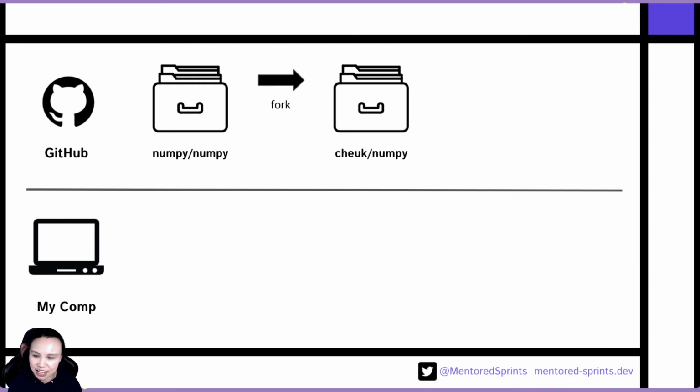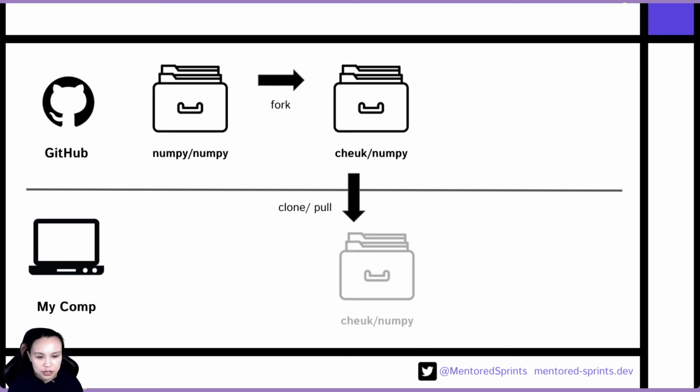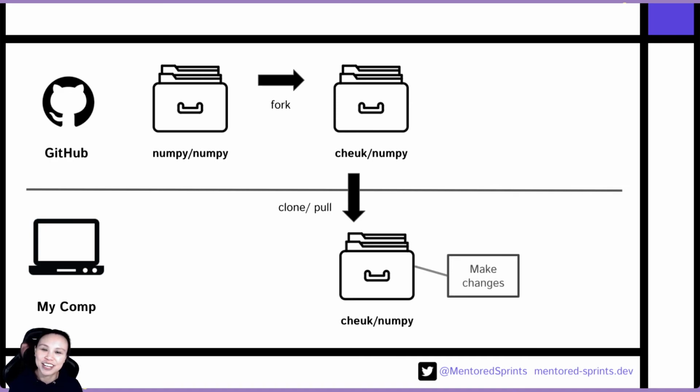Now, since everything is on GitHub, I should actually put it on my computer to start working, right? So I would make a clone to my computer. If it's brand new, if you don't have anything on your computer about NumPy yet, then it will be a clone, so it's just a copy. But for example, if you have worked on NumPy before, you already have a version of it on your computer, and you want to update it, then it will be a pull. So now I have the Chuck NumPy code on my computer. I can make changes to it, right? I can start working on it.